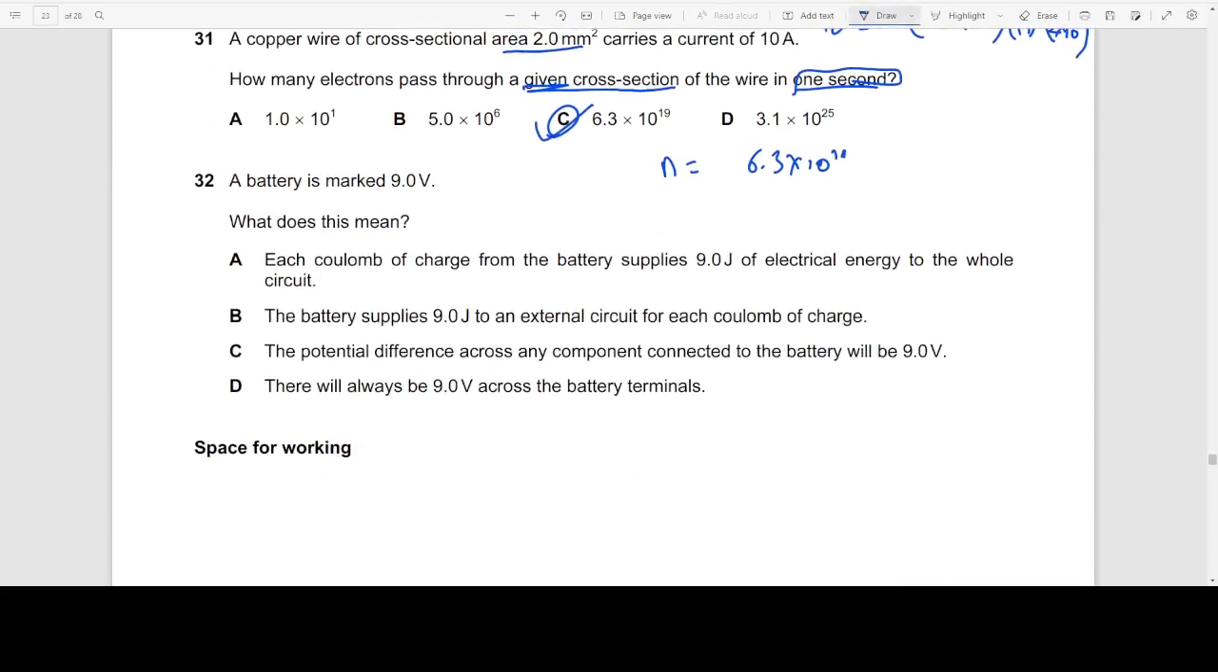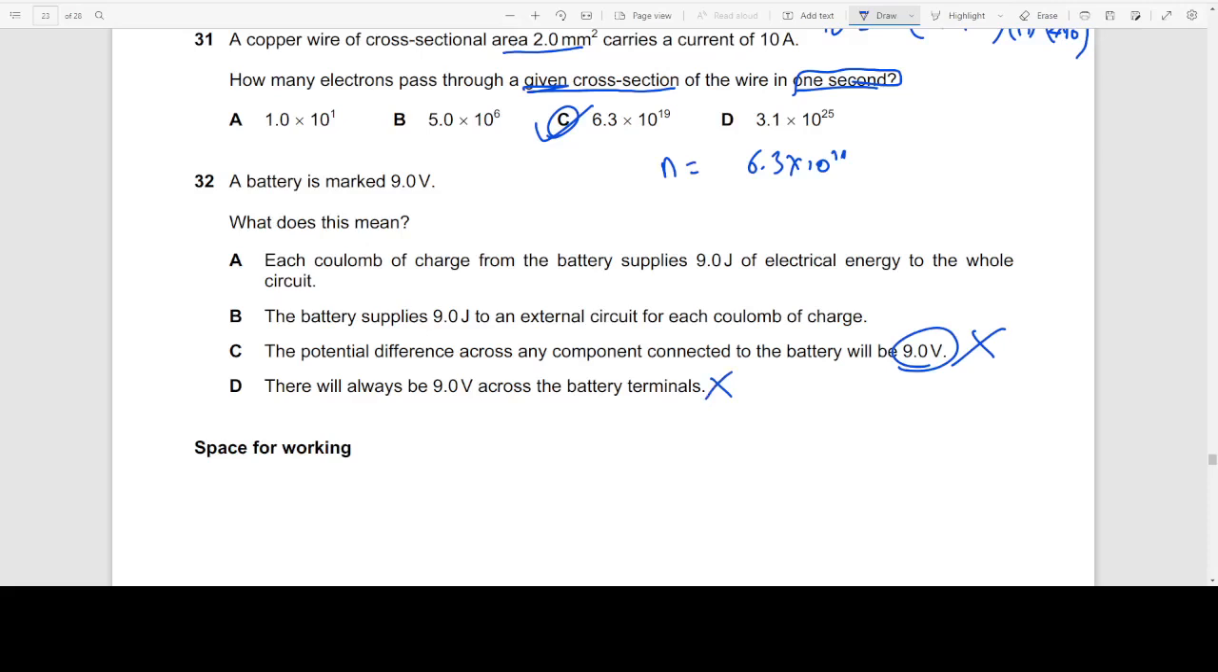A battery is marked 9 volt. What does that mean? Each coulomb of charge from the battery supplies 9 joule of electrical energy to the whole circuit. Well, that could be the answer, but let's check the other options. Battery supplies 9 joules to an external circuit for each coulomb of charge. Probably no. Potential difference across any component connected to the battery will be 9 volt. Of course not. There'll always be 9 volt across the battery terminals. No, there might be internal resistance. So no, or the battery might just run out of some liquid.